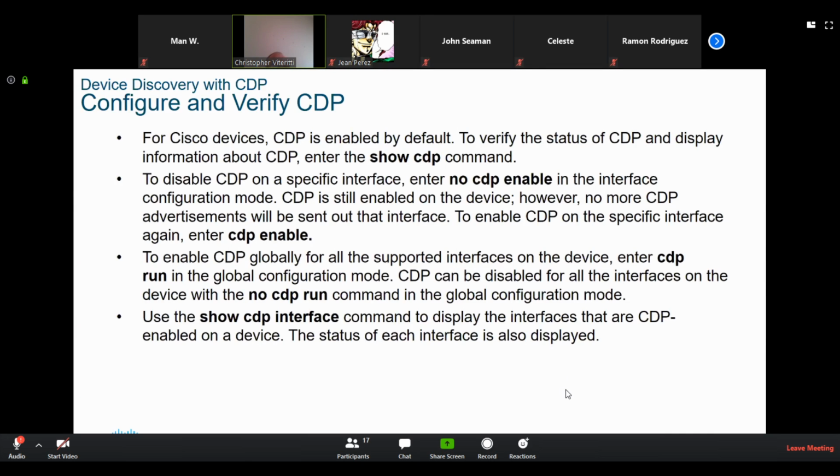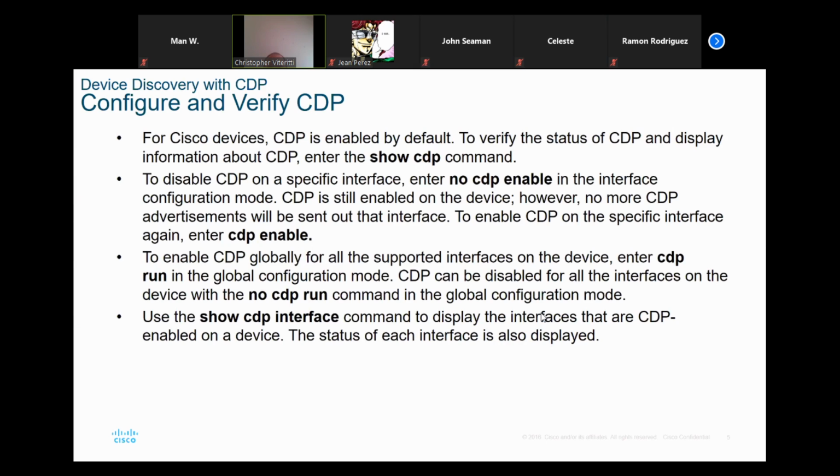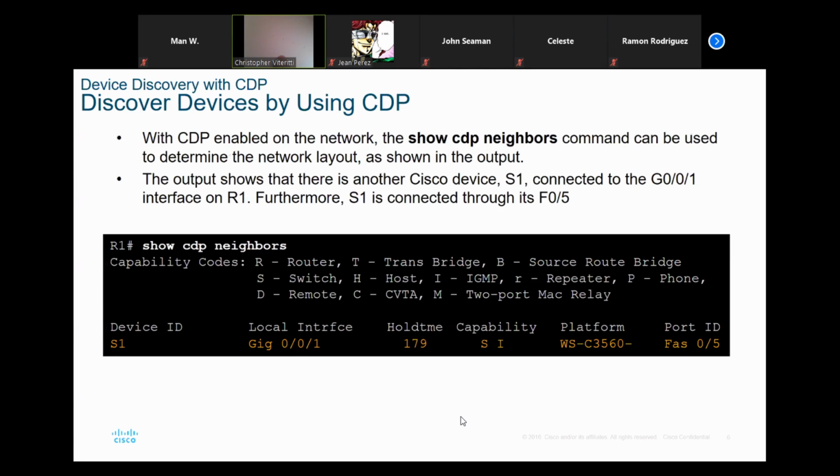To enable CDP on the specific interface again, enter the cdp enable command. To enable or disable CDP globally for all supported interfaces on the device, in global config, cdp run, or no cdp run to shut down CDP on all interfaces on a Cisco device. It can be disabled for all the interfaces on the device with the no cdp run command in global config mode. Use the show cdp int command to display the interfaces that are CDP enabled on a device. Status of each interface is also displayed.